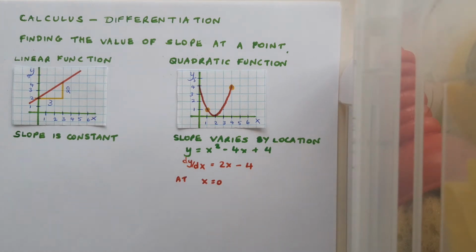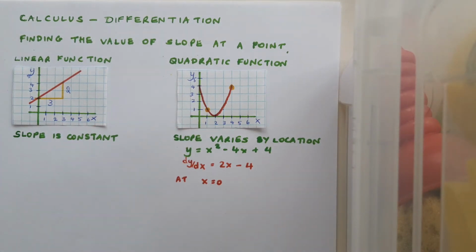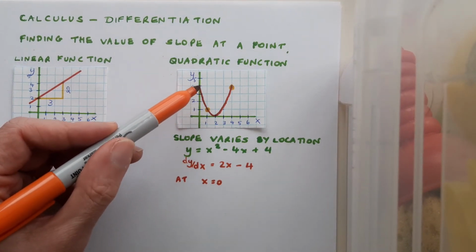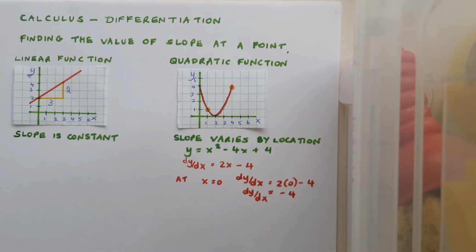So let's remind ourselves again of how that works. For example, if I was at x equals 0, which is this point here, then the quadratic, I can clearly see it's decreasing at that point, it's sloping down. I can say dy/dx equals 2 times 0 minus 4. I can say dy/dx equals minus 4.